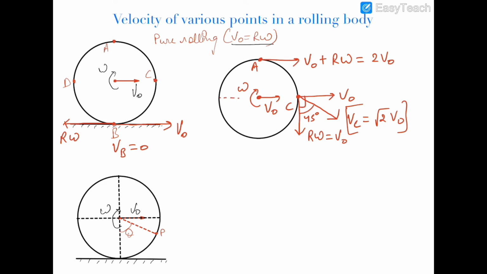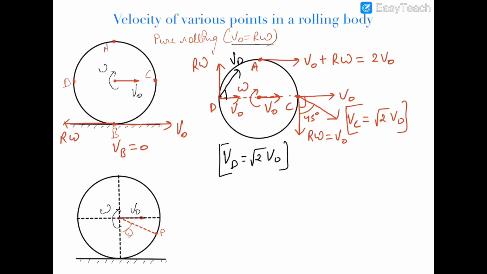And now if we talk about the velocity of point D, then due to the translational motion, D would be moving like that, and due to the rotational motion, the velocity of point D would be R omega in this direction. So the net velocity of point D would be like that, Vd, and Vd would be equal to root 2 V0 again, and this angle would be 45 degrees.